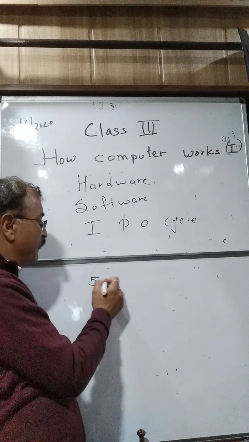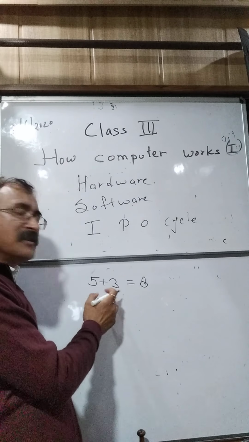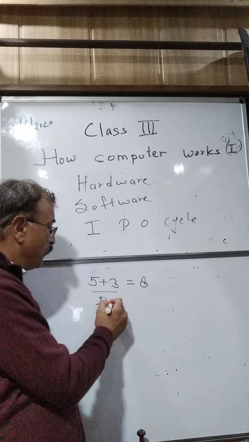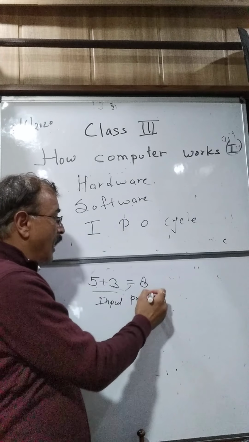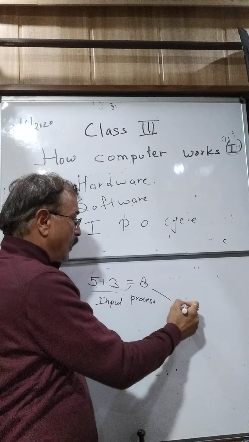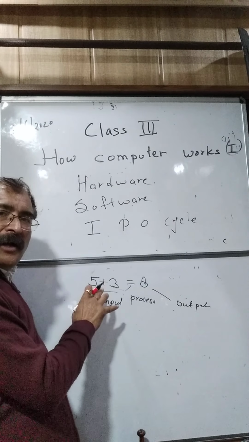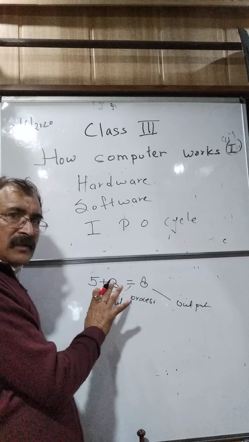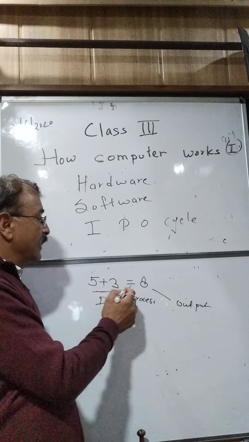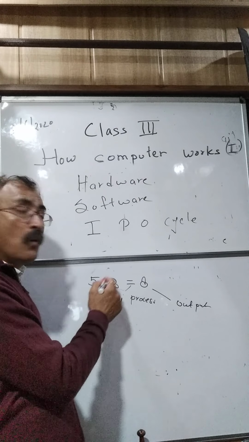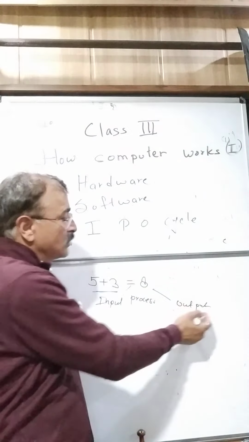Suppose I have to add 5 plus 3. What will the answer be? 8. Now 5 plus 3, this is the input. And it will process and give you the answer, the 8, that is output. So when you give any command, like here you are typing 5 plus 3, and how do you type? Through your keyboard. So 5 plus 3, this is input. Because you have given a plus sign here, the computer will add, and then you get the answer. This is the answer or the result, that is called output.